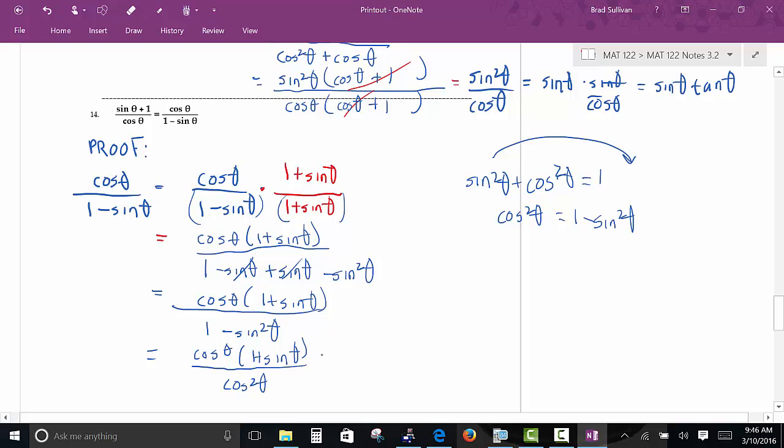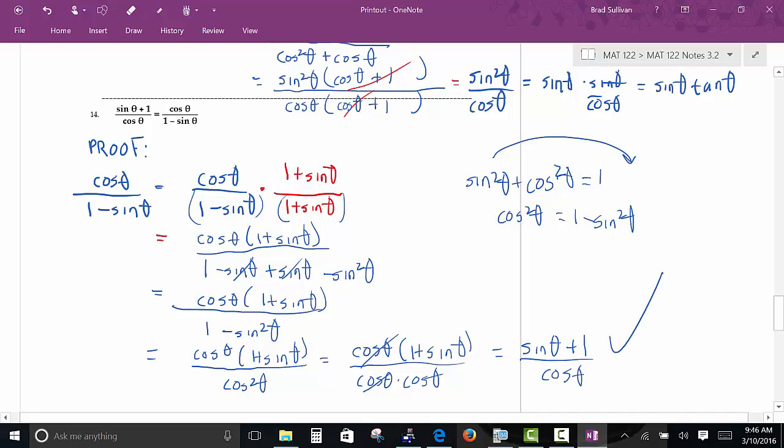Now what happens? One of the cosines cancels out. Now you can do that in your head too. I don't care if you do that in your head. But I'm going to write this step, but you could bypass this step if you wanted to. So you could write cosine squared theta as cosine theta times itself like that. That crosses out, and you are done. Okay? I'm just going to rewrite that as sine theta plus 1 over cosine theta, so that's it. Okay, that's a harder one.